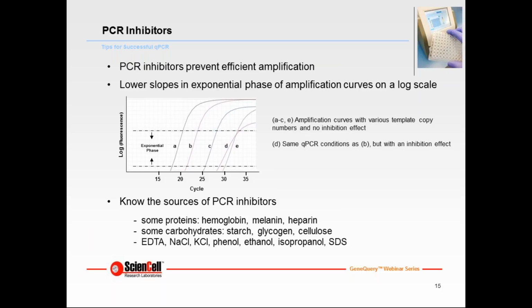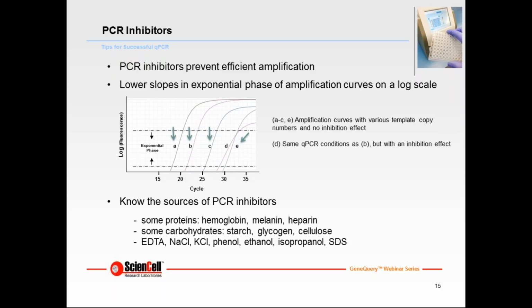Even if the primers have been meticulously optimized, some external factors may still affect the qPCR assays. One such external factor is the presence of PCR inhibitors. PCR inhibitors are any substances that prevent efficient DNA amplification. Examining the exponential phase of the amplification curve on the log scale can help you determine if your PCR is inhibited.